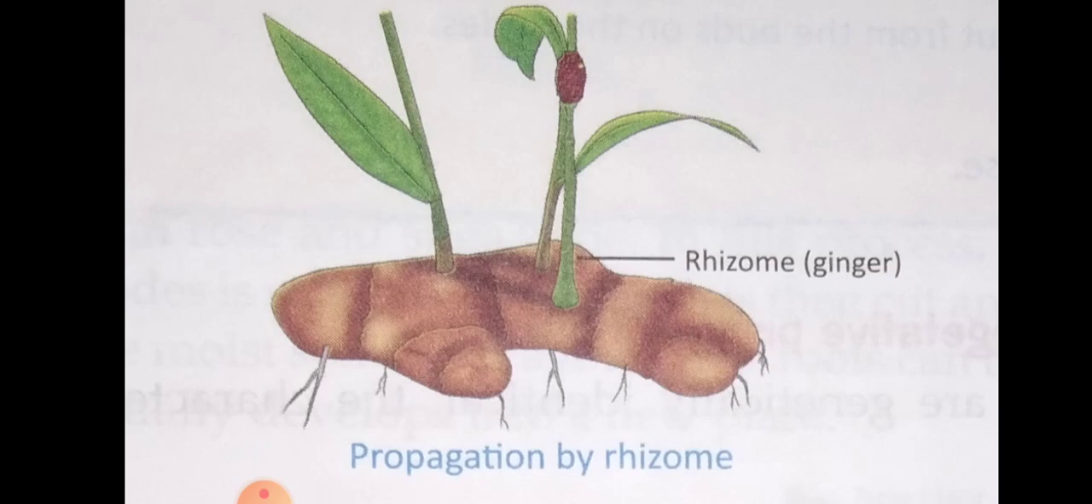Next is the rhizome. A rhizome is a stem that is thick and fleshy. It has distinct nodes, internodes and axillary buds. You can see in the picture, these buds grow branches and develop into a new plant under favorable conditions. For example, you take ginger, turmeric, lotus. So this is natural vegetative propagation by rhizome.